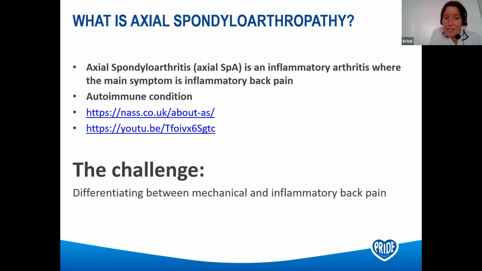Axial spondyloarthritis, axial spondyloarthropathy, is an inflammatory arthritis where the main symptom is inflammatory back pain. So it's an autoimmune condition. And I'm not really going to go into great detail on the pathophysiology. However, sorry, I'm just changing my view here. There's a nice bit of information on the first link and then a YouTube link there for you to have a little look at. So our challenge really here is differentiating between inflammatory back pain and mechanical back pain.